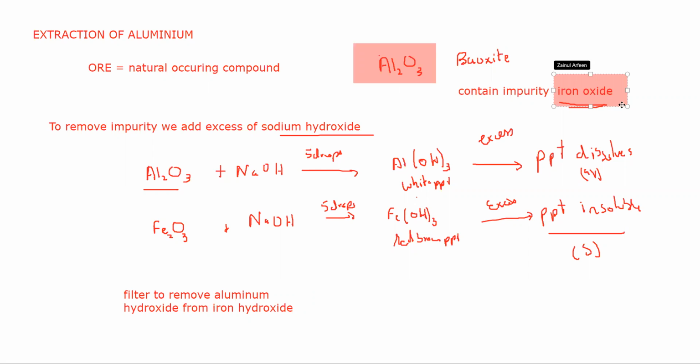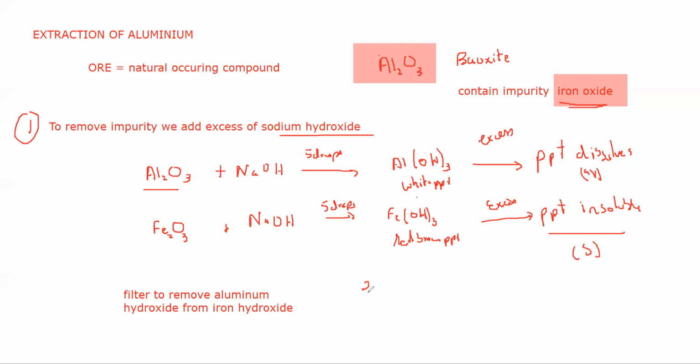To remove that, we add excess of sodium hydroxide. When we add excess of sodium hydroxide, it will form aluminium hydroxide and the precipitate will dissolve in excess. But iron 3 hydroxide, the precipitate remains insoluble. So we can filter to separate aluminium hydroxide from iron 3 hydroxide. This is one thing. Now what we have is aluminium hydroxide. So this is the first step.